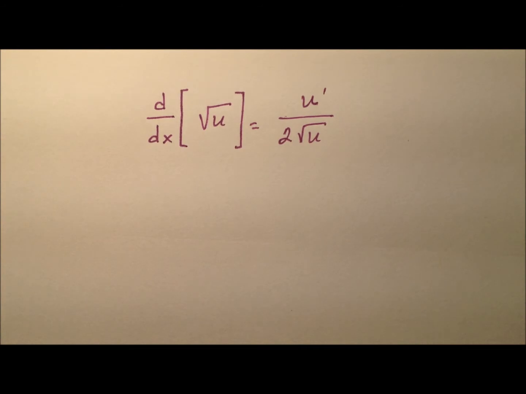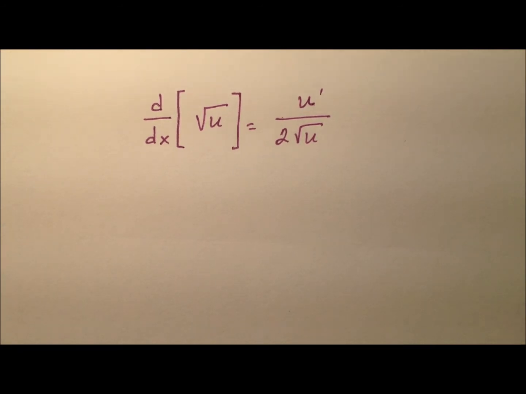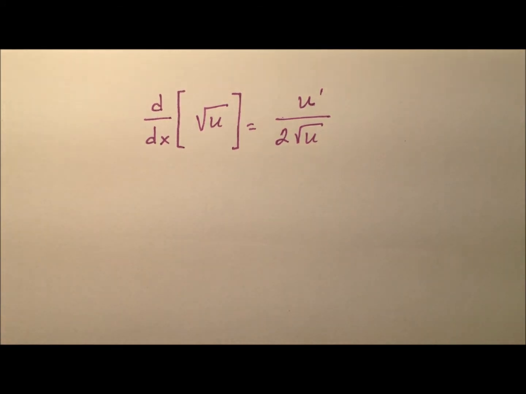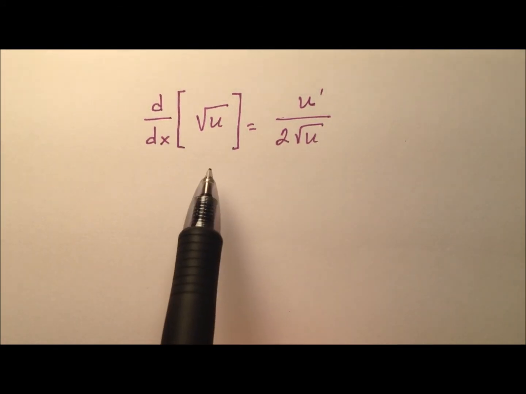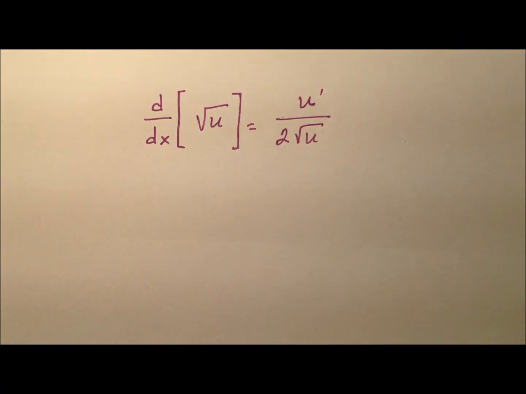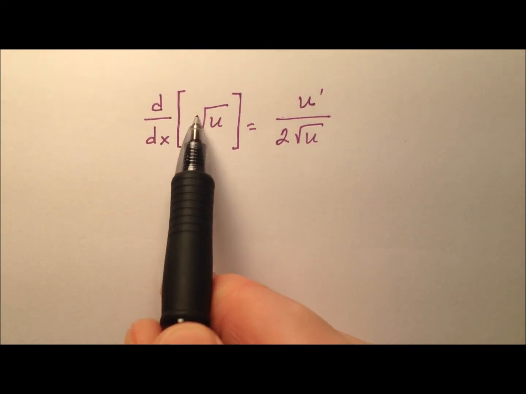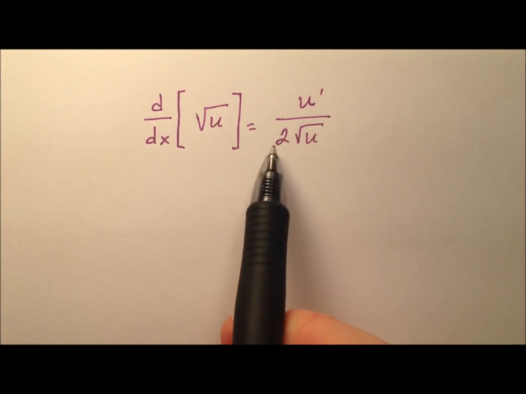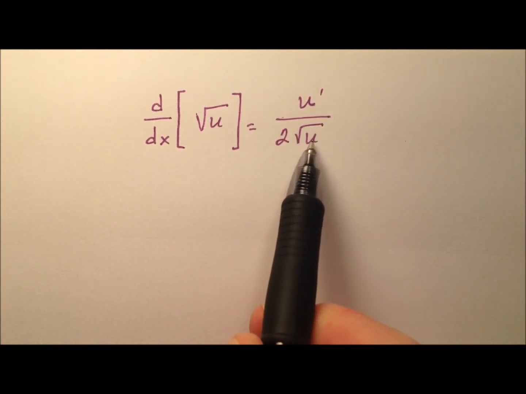In this video, I want to talk about using a derivative rule for the square root of a function u. If you look in the front cover of your calculus book, you've got a lot of those derivative rules and integral rules, and this is one that's often left out, but I think it's still useful. The derivative of the square root of a function u is going to be u prime over twice that same square root of u function.